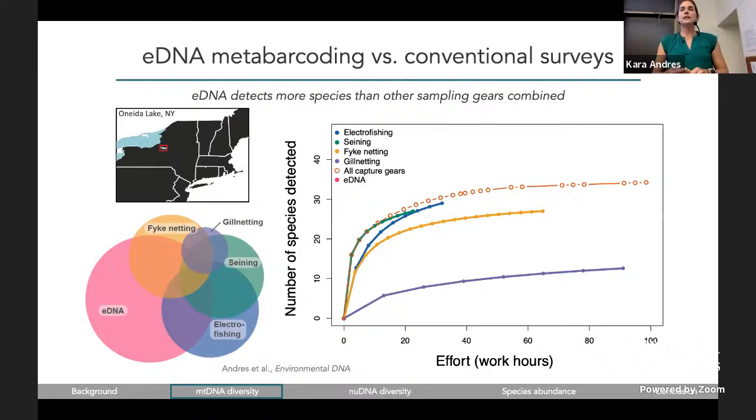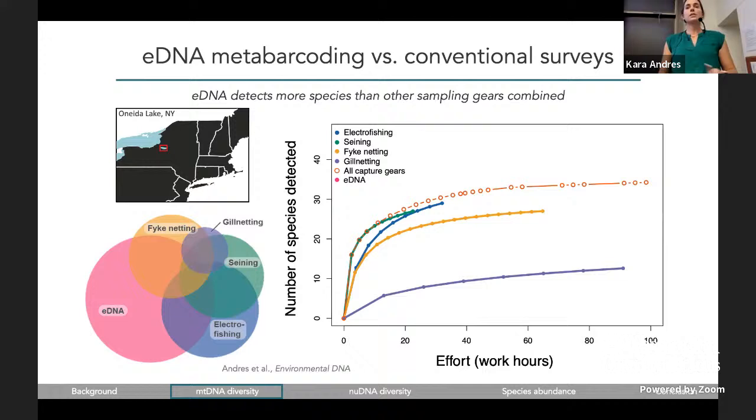But if we look at that data in a different way, looking at the accumulated number of species that is detected with each of those gears at any given level of effort or work hours that it took to collect that data, you can start to learn something about the efficiency of these gears. What I'm showing here is that electrofishing and seining detected more species more efficiently. So we see a more rapid rise in the number of species accumulated than fyke netting or gill netting.